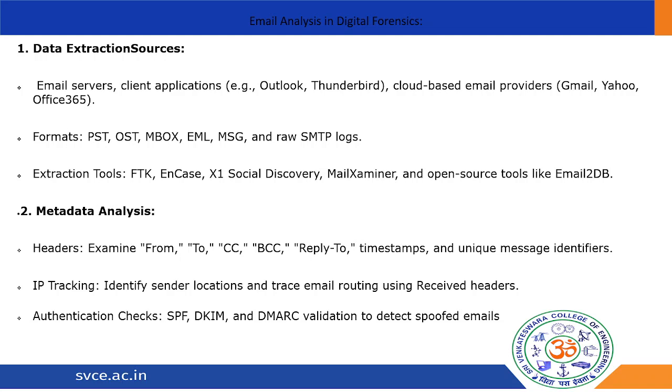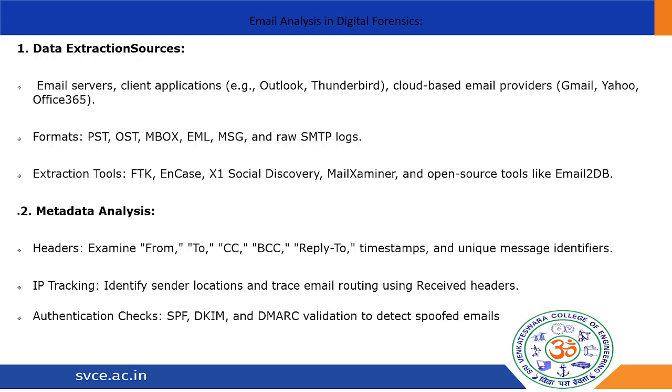Okay, so next part we're going to see what metadata should be taken for the analysis. First, we will be getting into the header fields: from where the mail has been sent, to whom it has been sent, like a receiver, and whether it has any carbon copy or blind carbon copy, reply to, timestamps, and unique message identifiers. So these are some of the metadata which should be analyzed in your header field.